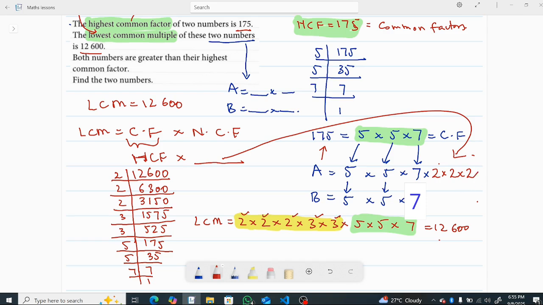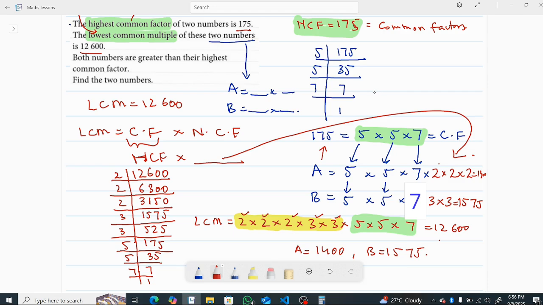The other non-common factors are 3 and 3. Either we put 3 here at the top, but it will make the number larger than the HCF, so rather than writing this 3 here, we put 3 here at the bottom. So this gives us the number 1400, and the bottom one, if you calculate, is 1575. So A is equal to 1400 and B is equal to 1575. This is coming from the HCF and LCM concept.